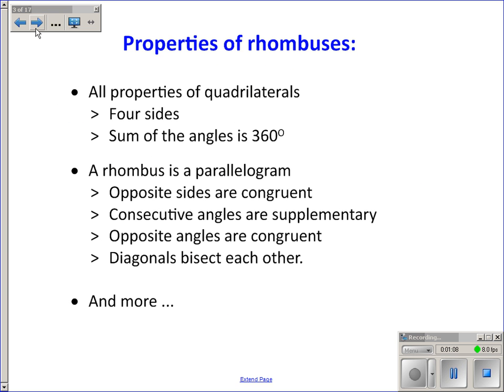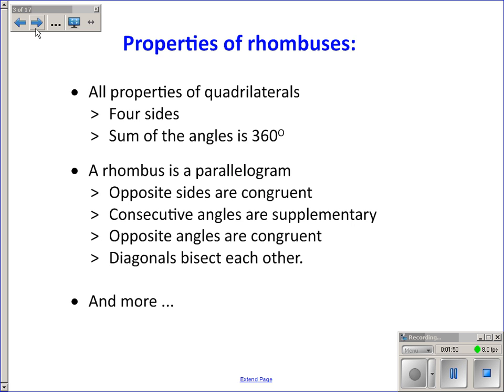Since a rhombus is a quadrilateral, it has all the properties of quadrilaterals. It has 4 sides. The sum of the interior angles is 360 degrees. The sum of the exterior angles is 360 degrees. Rhombuses are also parallelograms, and so it has the 4 properties of parallelograms. The opposite sides are congruent, which makes sense because all the sides are congruent. The consecutive angles are supplementary. The opposite angles are congruent. And the diagonals bisect each other. There are 2 more properties of rhombuses that you need to know.